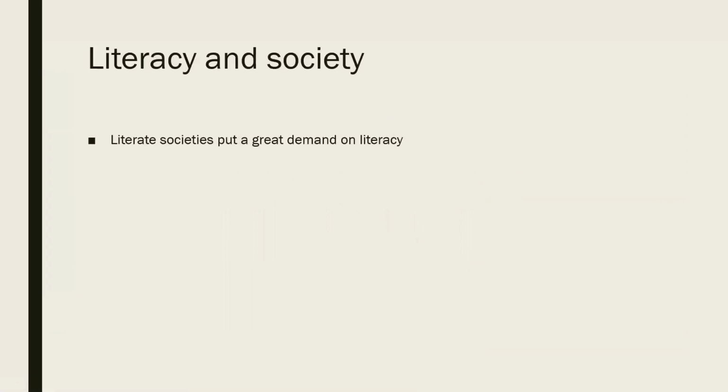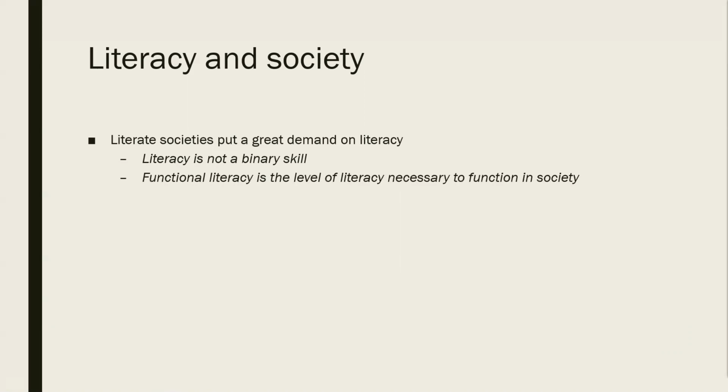So we talked about the importance that literacy has in a society. Especially a society such as ours, a very great demand is placed on literacy. We talked about the fact that literacy is not a binary skill. There are varying levels of literacy that you can have. And we talked about the level at which a person is able to function in that society, which we, of course, call functional literacy. And so this is an important concept that we use when talking about increasing literacy.